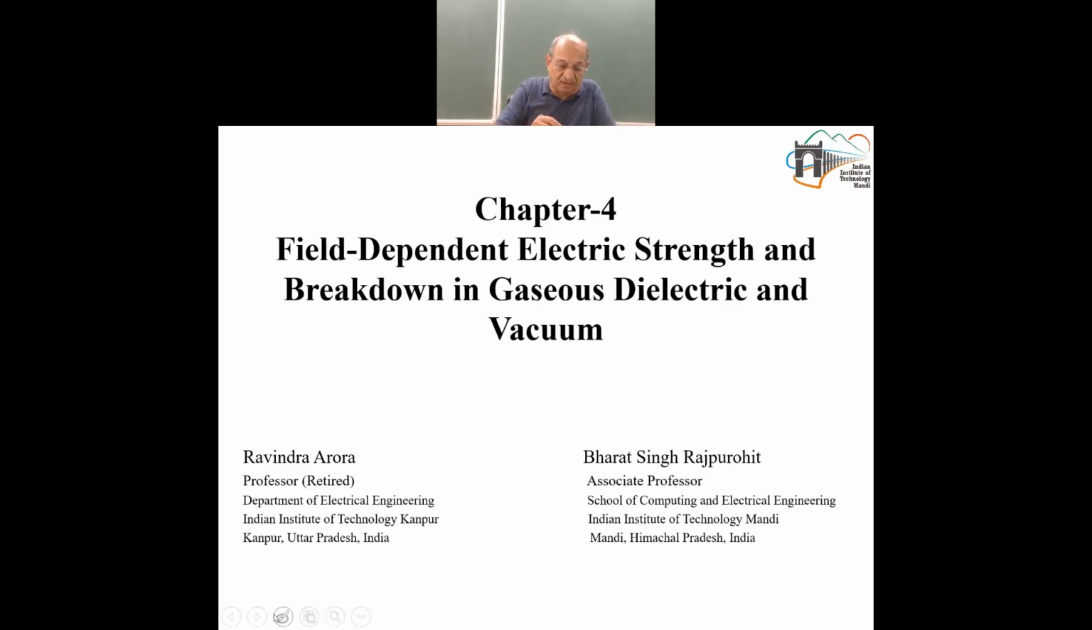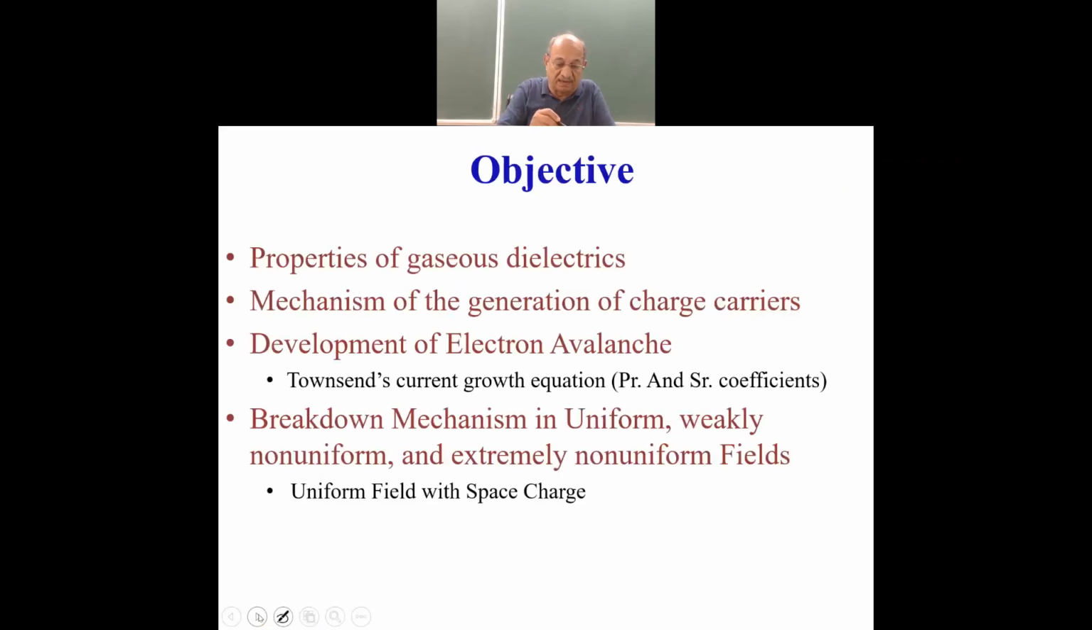In this course, the objectives are that we learn the properties of the gaseous dielectrics and then the mechanism of the generation of charge carriers. The charge carriers actually lead to breakdown. And the basic process of breakdown is not just the ionization, because ionization exists even otherwise, without electrical field. But when electrical field is applied, the process begins. The ionization process is very systematic, and it begins in the form of an electron avalanche.